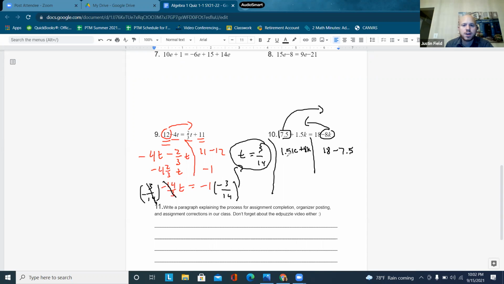-7. I was 1.5 plus 8. That would be 9.5k. It was 18 minus 7.5. That would be 10.5. And so we divide both sides by the coefficient of the variable. So the answer would be 10.5 divided by 9.5. If you got that far, you got it. The final answer ends up after the division being approximately 1.1.